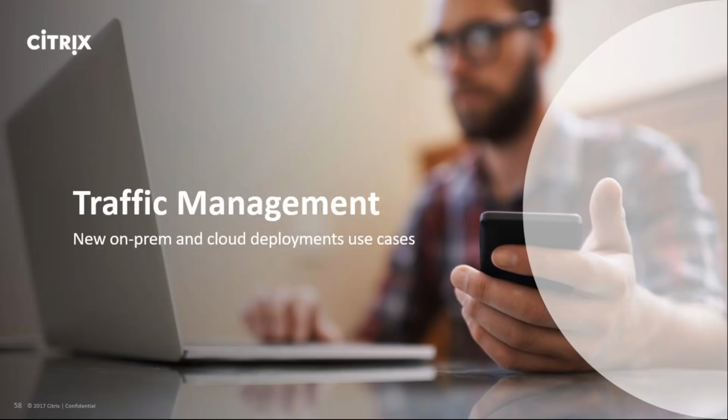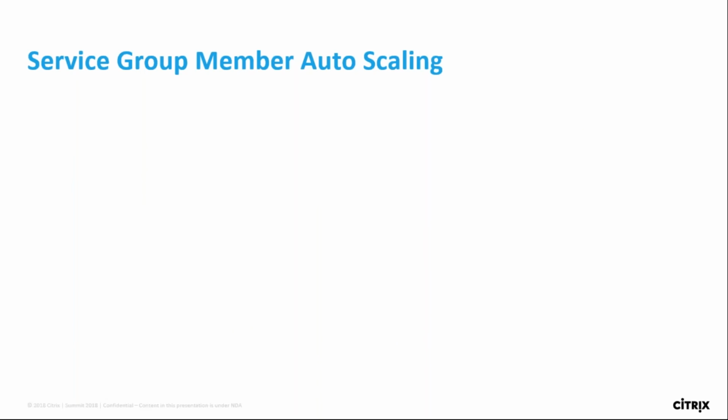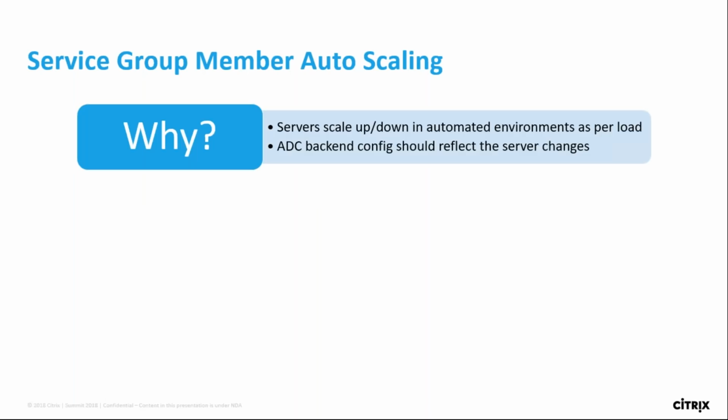Now let me quickly go through the traffic management update. In the traffic management update, we have a very cool feature, that is DBS auto scaling. But before that, let me just talk about why you need auto scaling of the service group. When there are application servers which go up and down dynamically, you need to reflect those changes in the Citrix ADC, which is managing that application farm.